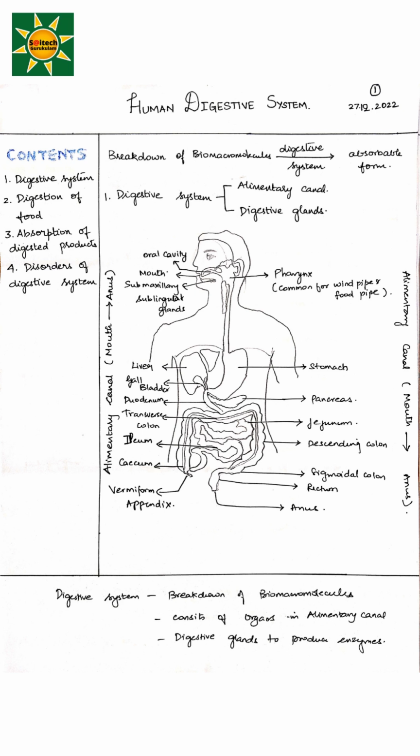Today we will be discussing the human digestive system. First, let me introduce the contents of the chapter. We will be discussing the human digestive system, digestion of the food, absorption of the digested food, and the disorders of the digestive system.